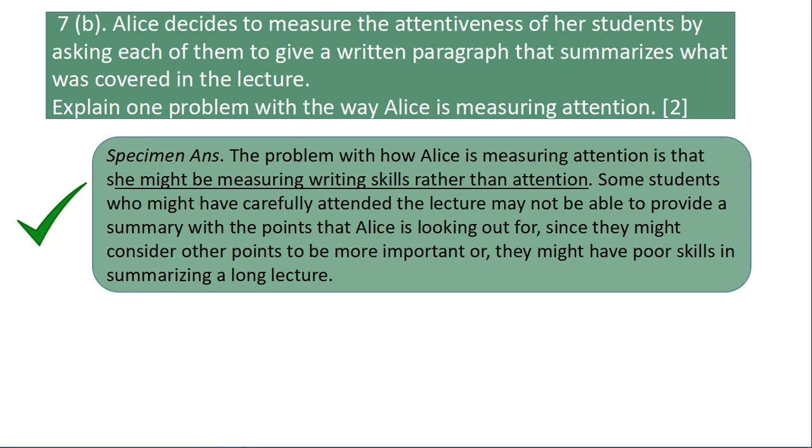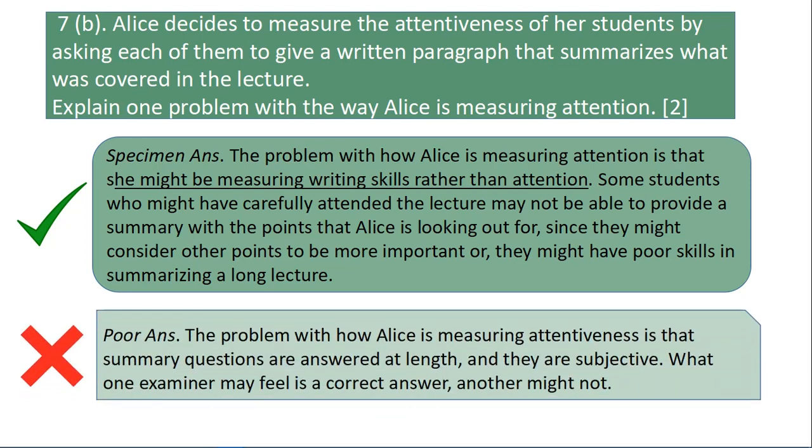Sometimes candidates point out problems in their answer which are either not connected to the problem or they fail to show how the point is relevant. For example, see the answer on the screen now. While the point of subjectivity of interpretation is relevant here, the candidate should have explained explicitly how the subjectivity would lead to a poor judgment of the attentiveness of candidates. This is not apparent in the answer.